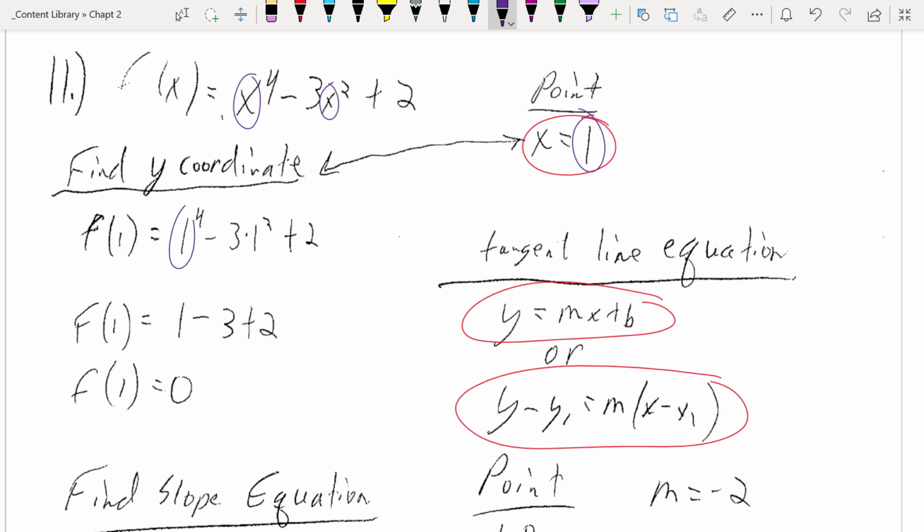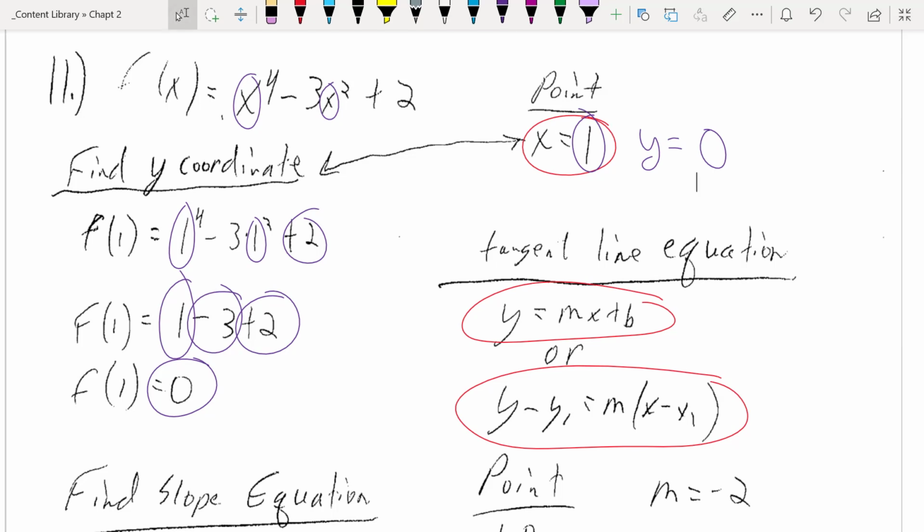So when we do that, we've got 1 to the fourth minus 3 times 1 squared plus 2. Now simplifying that down, 1 to the fourth is going to equal 1. Negative 3 times 1 squared is going to be negative 3. And then I've got plus 2. So when I take 1 minus 3, I'm going to get negative 2, and negative 2 plus 2 is going to be equal to 0. So the y coordinate that goes along with my x coordinate is going to be y equals 0.